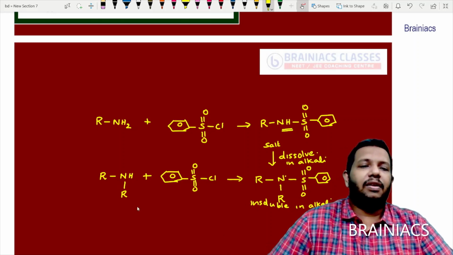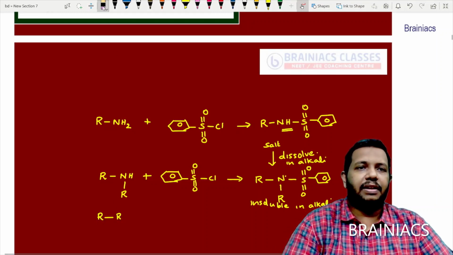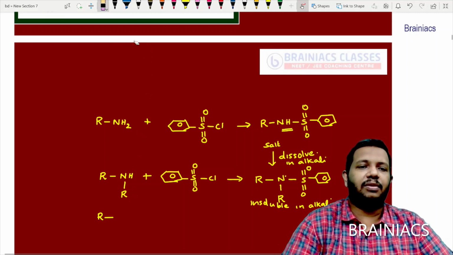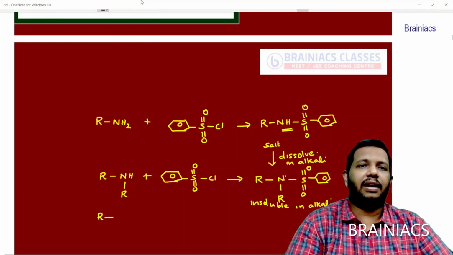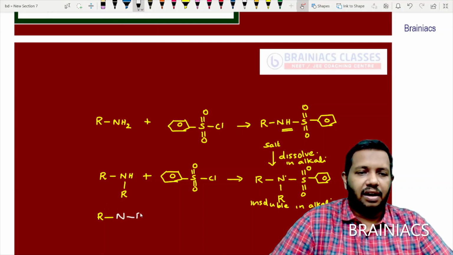So even if you go to tertiary amines, you can see in the case of a tertiary amine, what is happening? There is no hydrogen even. There is no hydrogen present there. So if you take a tertiary amine, you can see there is R like this.